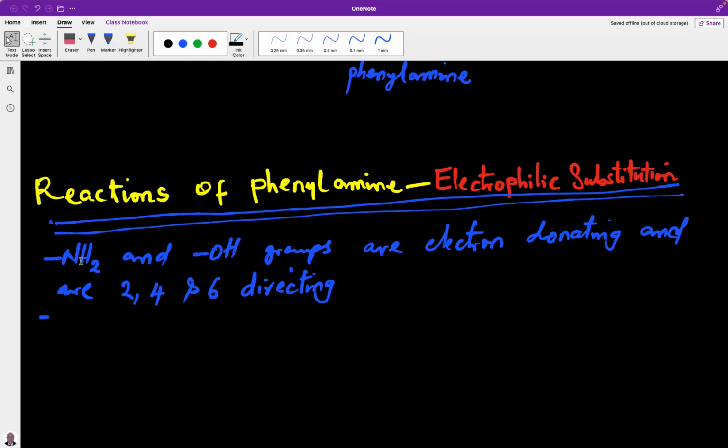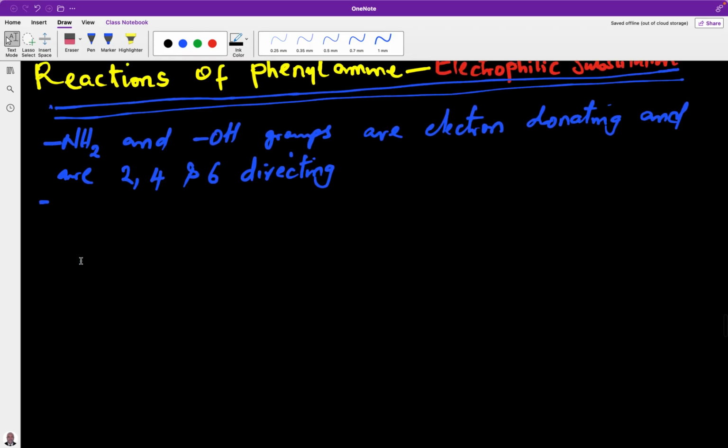For instance, let's write this reaction here for phenylamine. It should be noted that this is the first position, this is the second position, this is the third position, this is the fourth position, this is the fifth position, and this is the sixth position.